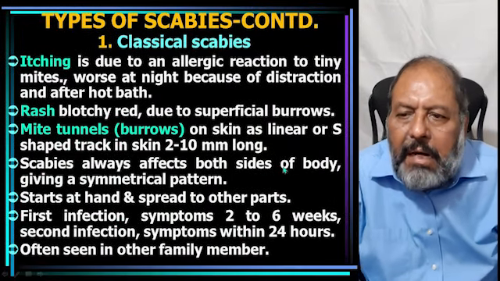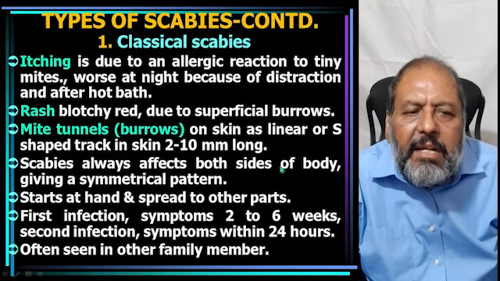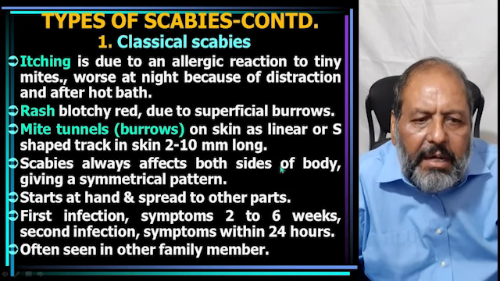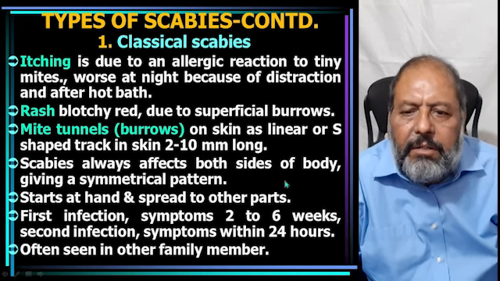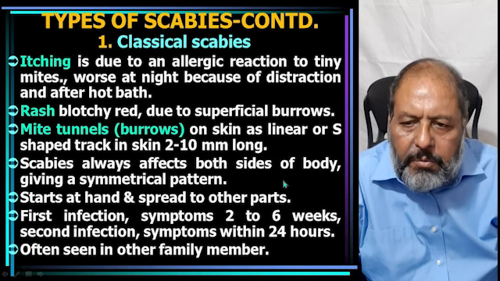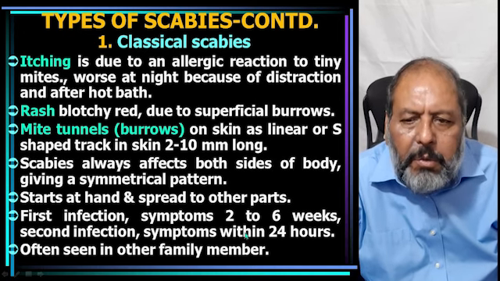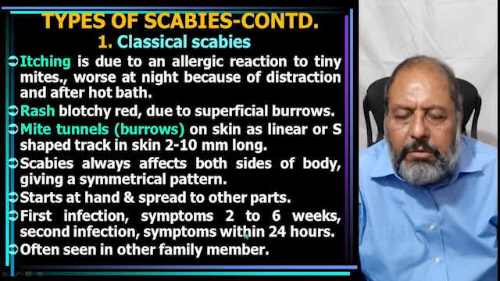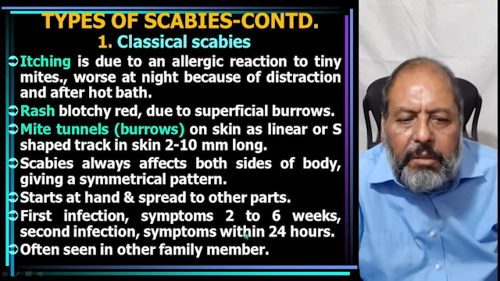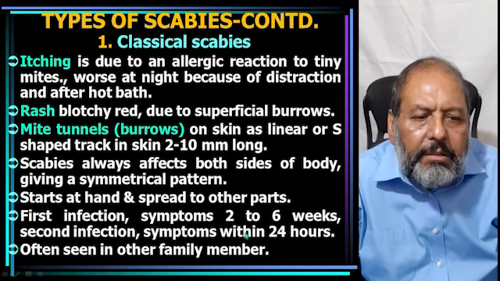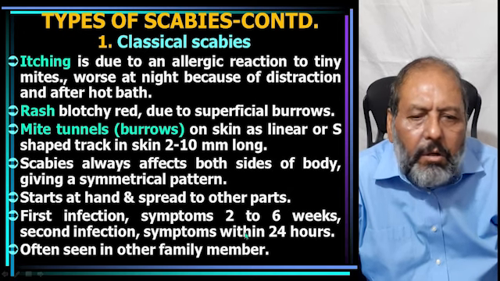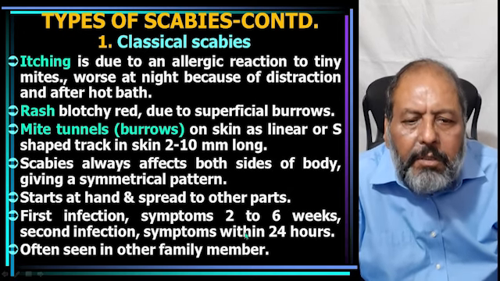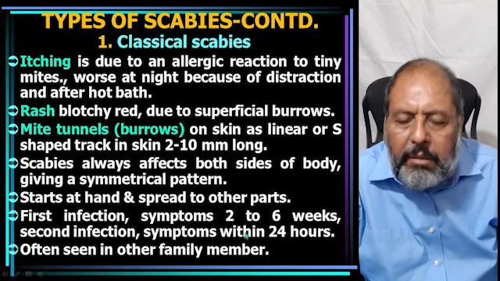Now, the itching is due to an allergic reaction to the tiny mites. It is worse at night because of the distraction and after a hot bath. The rash is blotchy red due to the superficial burrows, and the mite tunnels or burrows on the skin are linear or S-shaped tracks in the skin, about 2 to 10 millimeters long.